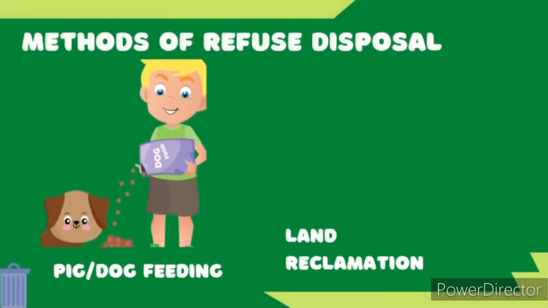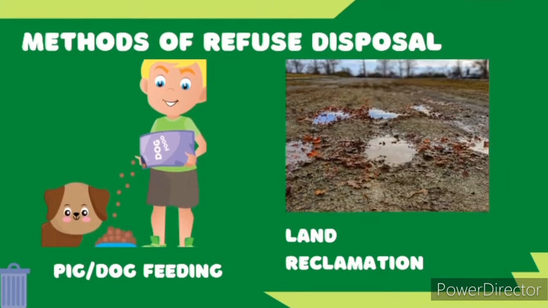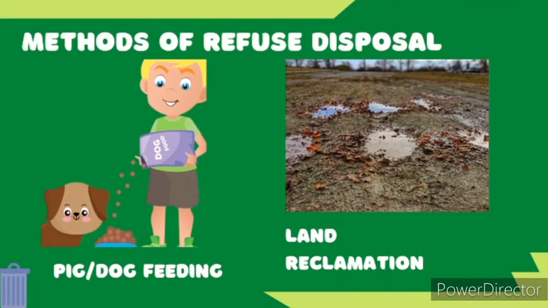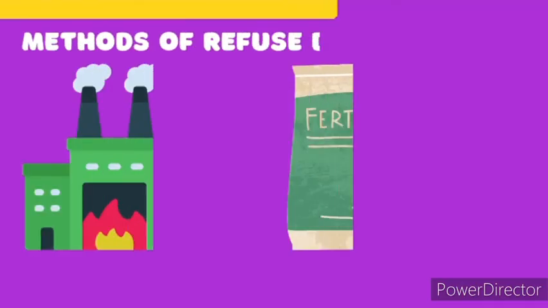We also have pig or dog feeding, where waste from hotels, restaurants, even from parties can be used to feed pigs or even dogs. But one thing about this method is it can be dangerous because there might be broken bottles in it, and this can cause harm to the animals. Then we have land reclamation. This is when waste are deposited in waterlogged or marshy areas to claim such land. Okay, so you are doing it to salvage the land. You see them putting waste to cover potholes or waterlogged areas.